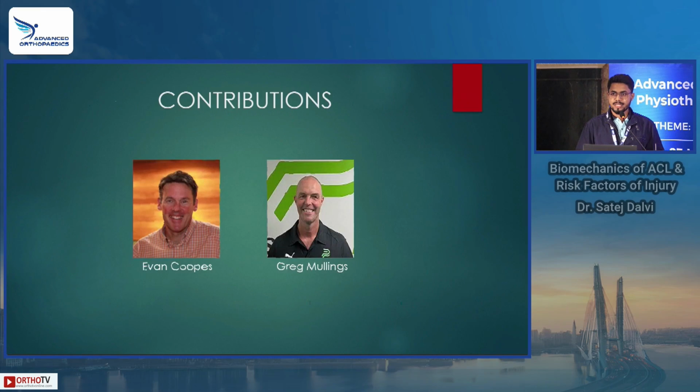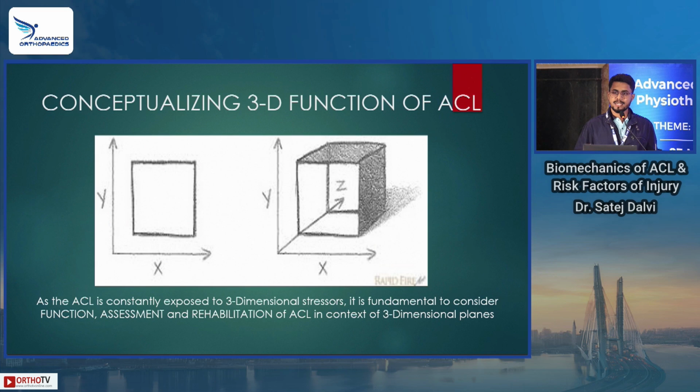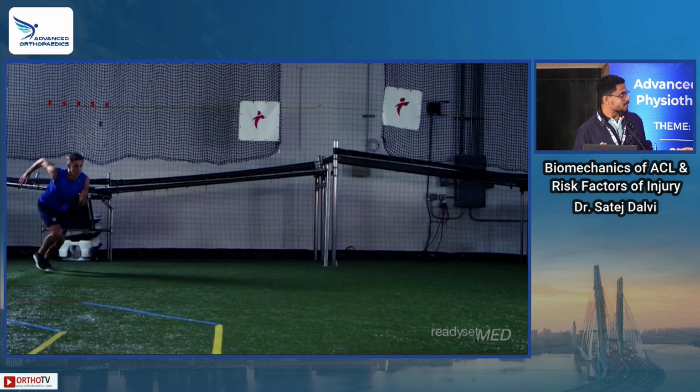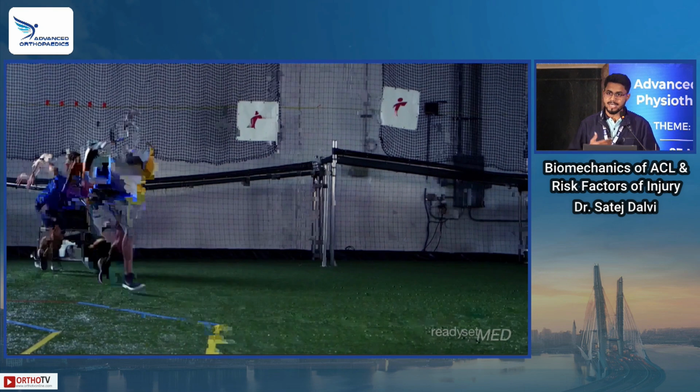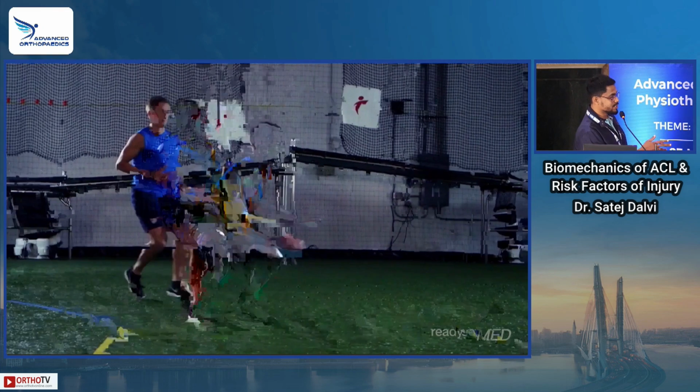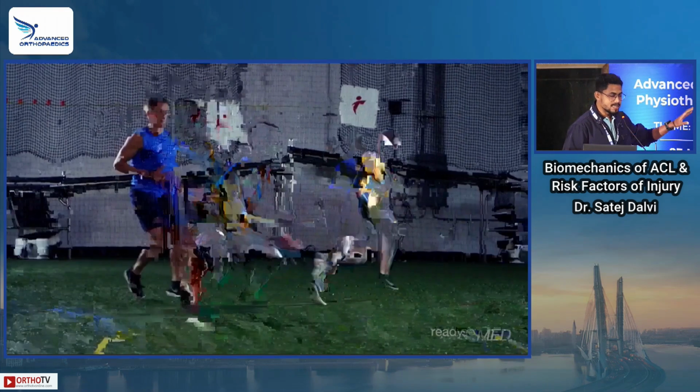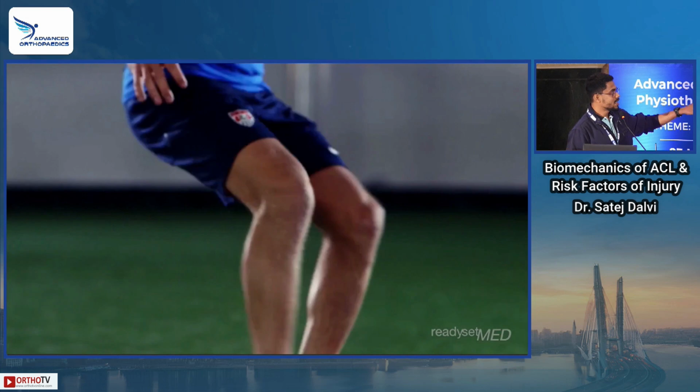So when we talk about ACL, we need to be able to visualize ACL in all three dimensions and functioning in all three planes, and not necessarily in a single plane or a two-plane motion. So if you're looking at an athlete moving, accelerating, decelerating, and then changing direction, we need to be able to understand the loads that go through the ACL in all three planes.